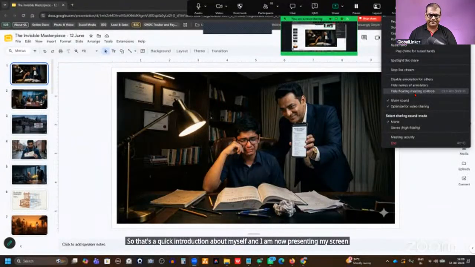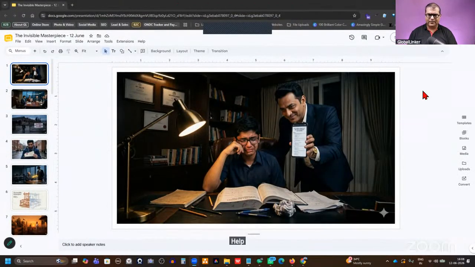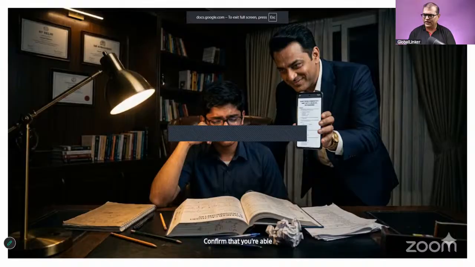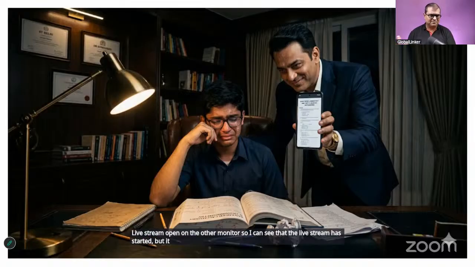The first help which I need from all of you is to confirm that you're able to see my screen. Although I have the live stream open on the other monitor, so I can see that the live stream has started, it is always better to reconfirm because there has been an instance of a Zoom malfunction. So perfect. All of you who have confirmed that you're able to see the screen, thank you. I appreciate your help. All right.